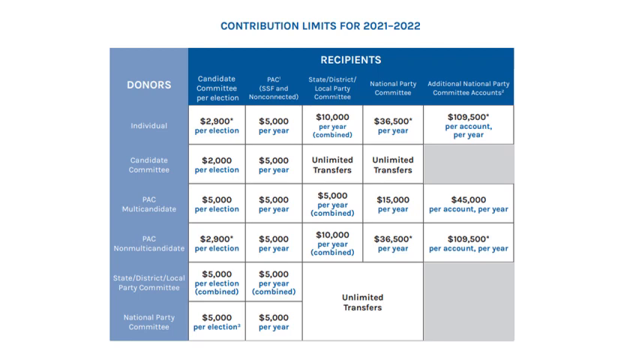So I assume Joe Biden will run for president again in 2024. If I want to, I can give $2,900 to the Joe Biden for President committee. There will be PACs, political action committees. I can give $5,000 per year to them. A state, district, or local party committee, I can give $10,000 per year or $36,500 to a national party committee. I can give it to the Republican Party Committee, the Democratic Party Committee, the Green Party Committee, whatever I want.